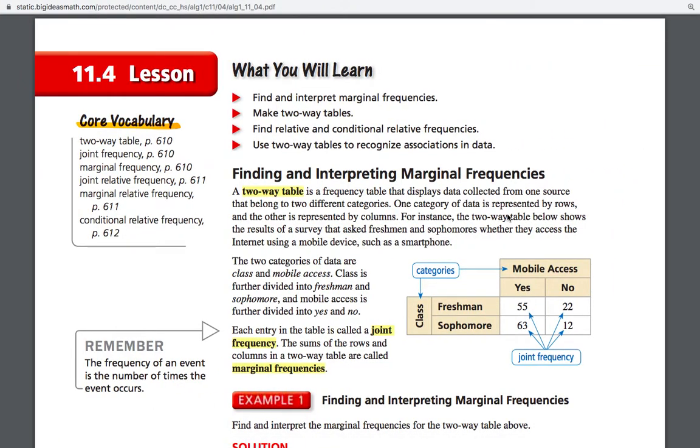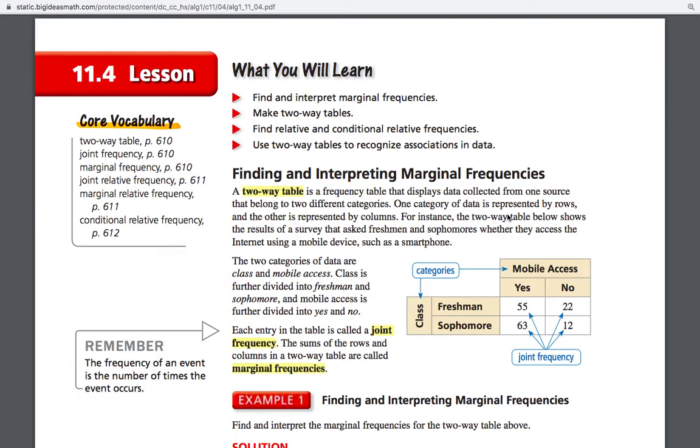All right, guys, 11.4, two-way tables. You might have seen these on Khan Academy, or you might have seen them around. A two-way table is something that comes up quite a bit on standardized tests. We look at it again in geometry, but we get the basics out of the way here in algebra.